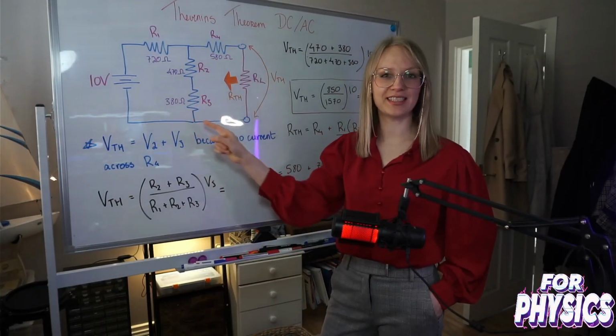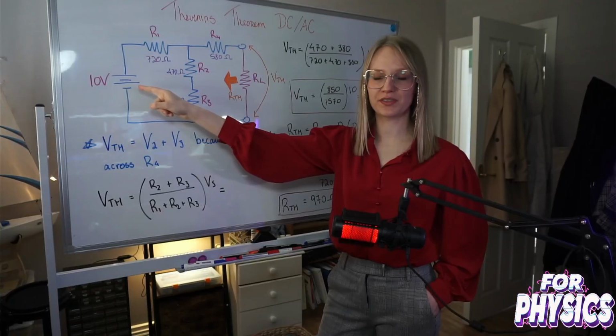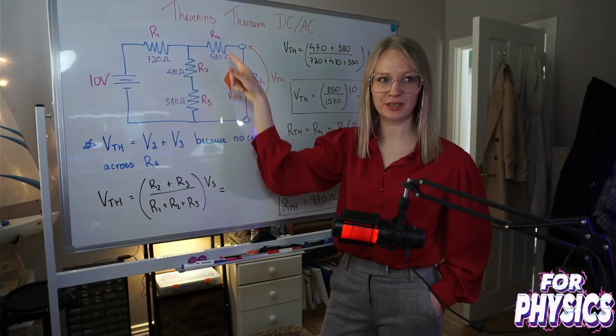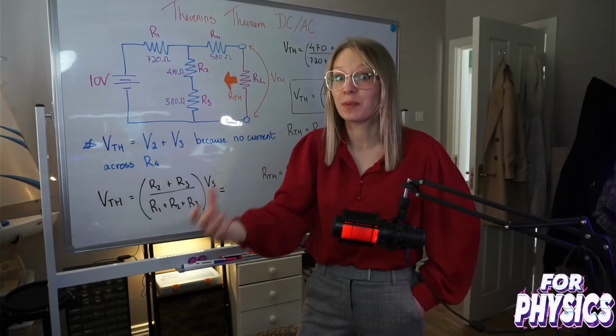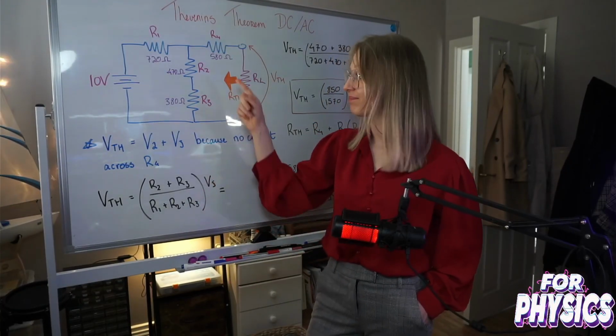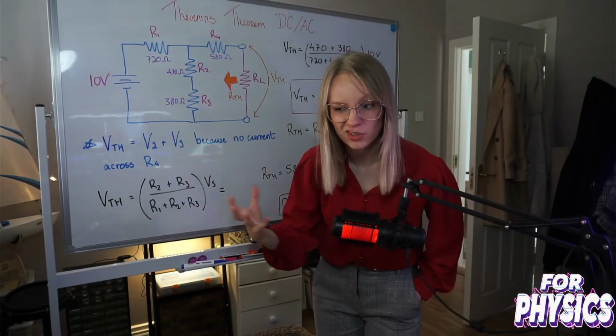Here I have a DC circuit diagram. We have a voltage source, resistor 1, resistor 2, resistor 3, and resistor 4. The load, or the thing that we want to analyze what it is experiencing, will be just RL, a resistor. Most things are just resistors anyway.